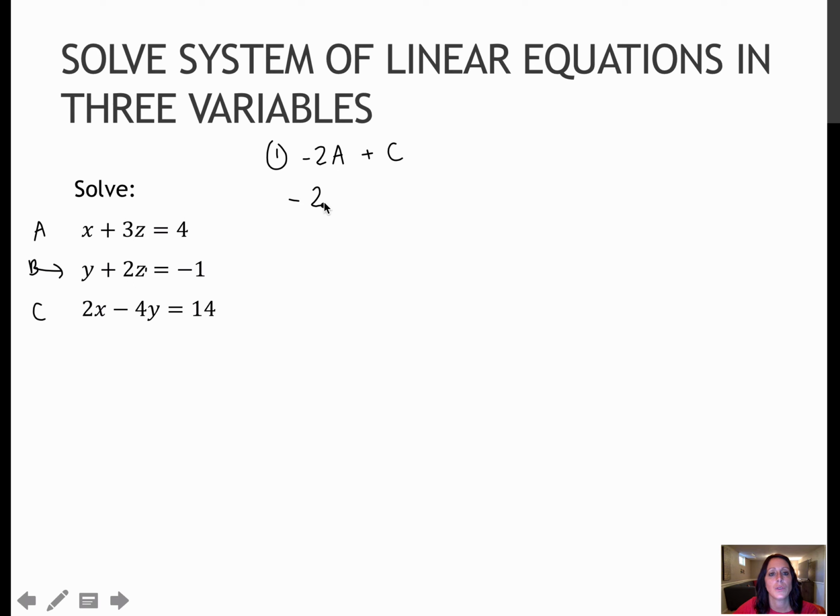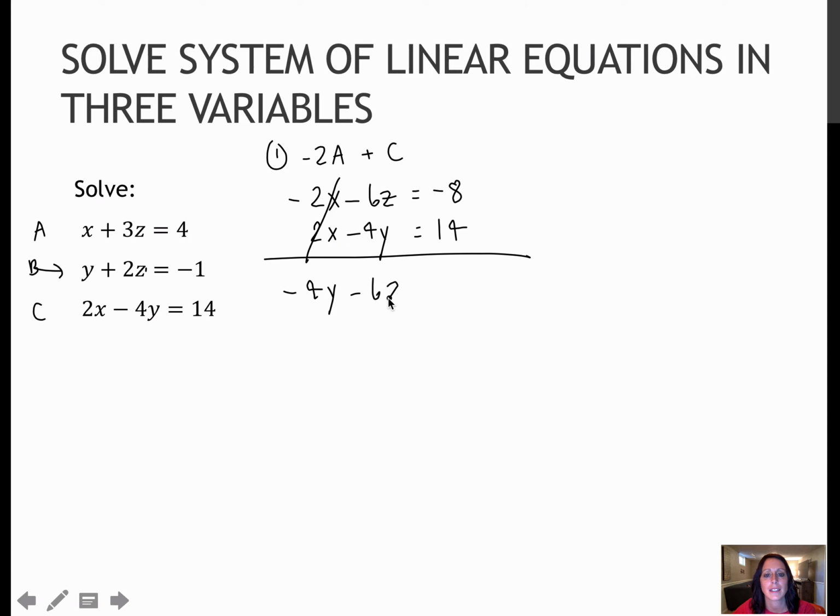So -2x minus 6z equals, again, times -2 would make it -8. C is 2x minus 4y equals 14. Now be careful when you add. -2x and 2x cancel. These two are not like terms, so that turns into -4y and minus 6z. Adding these together, I of course get 6.